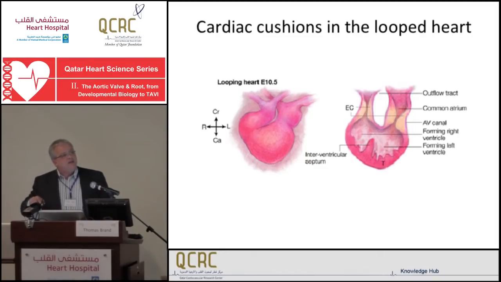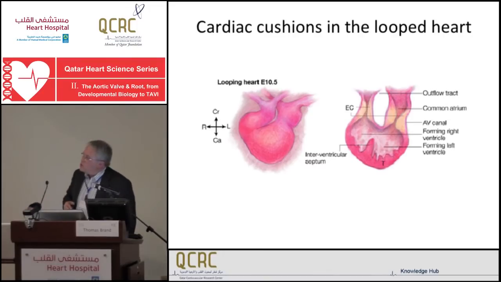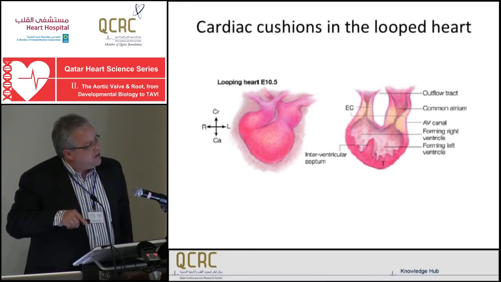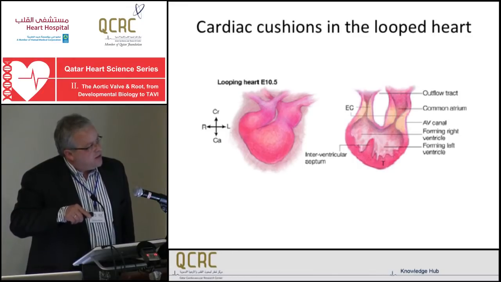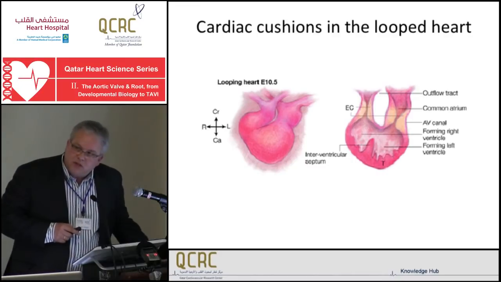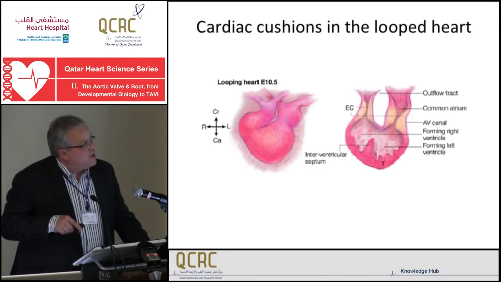And what you can see here is that the heart has now looped, and it's starting to generate the chambers. So this is a future left ventricle and the future right ventricle. And over in this area is a future atria. If we cut that open, we can see here that internally there's already the growing septum, and here the yellow pieces are the tissue that is most interesting for us today, because these are the so-called cardiac cushions.